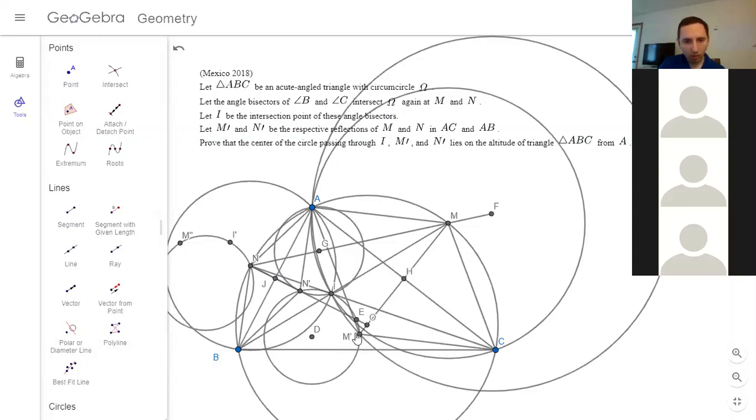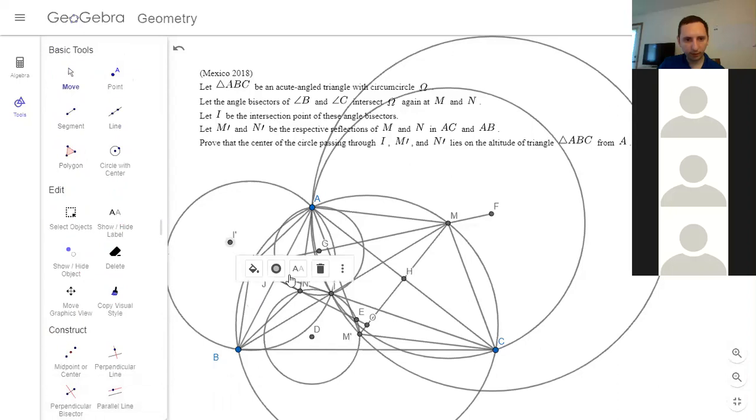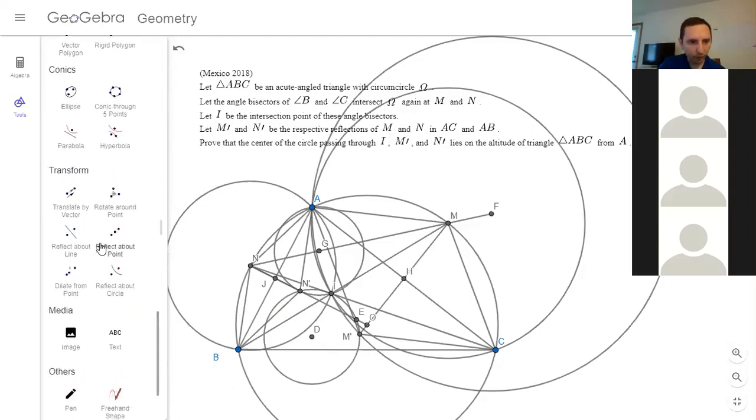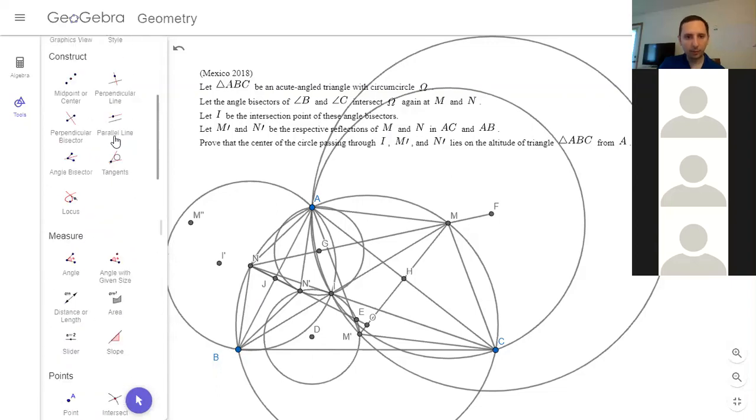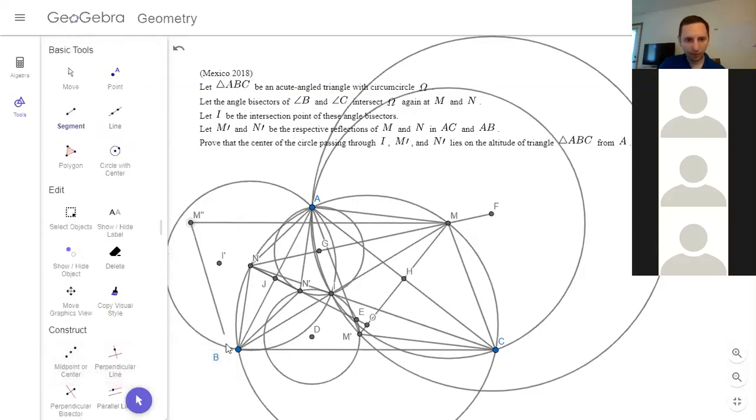Oh, wait a second. Maybe I want to delete this and this. Maybe I want to reflect about point J, so basically form a bunch of parallelograms. I reflect I about point J, and I reflect M about point J. So MM prime BC, I think, is a parallelogram, if you reflect twice like this. So we have two parallelograms, A I B I prime, and A M M prime B.